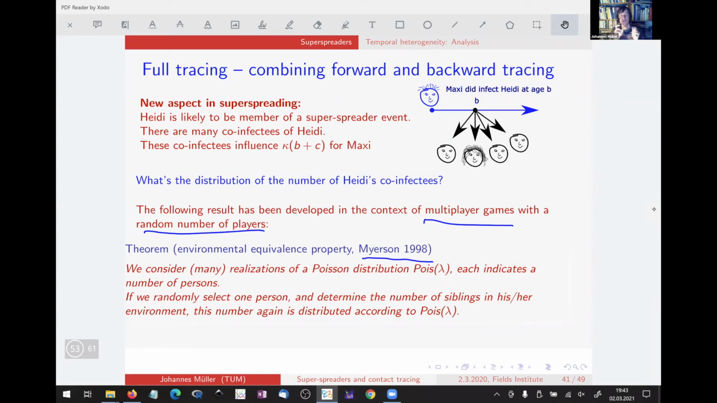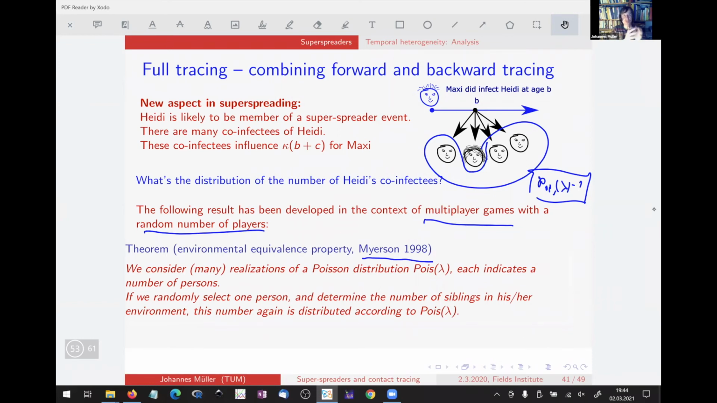Now you can randomly select a family, and then you get the Poisson distribution out. But if you ask for the co-members of one person, that gives an ugly distribution, basically Poisson distributed minus 1, conditioned on the fact that there's at least one family member. That's not what we are doing. We don't select a family, but we randomly select a family member.